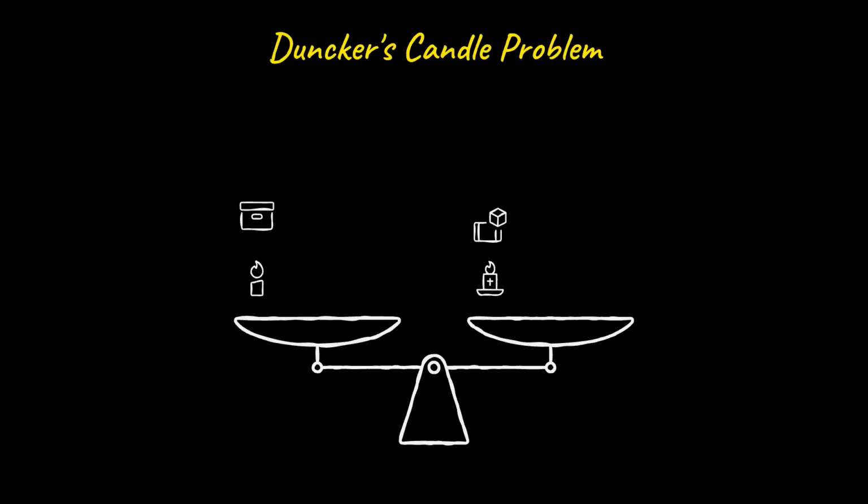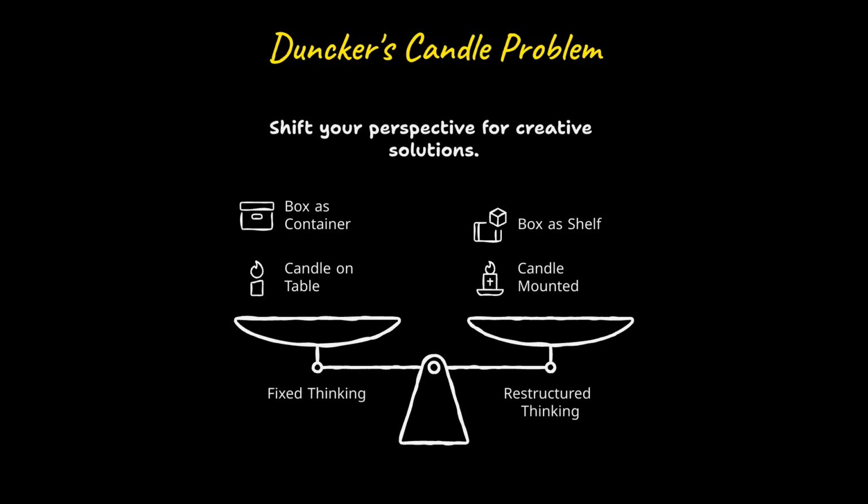In the candle problem, participants are given a candle, a box of tacks, and matches, and asked to mount the candle on a wall without dripping wax. Most people never consider emptying the tack box and using it as a small wall-mounted shelf, because their brain has already categorized the box as a container.